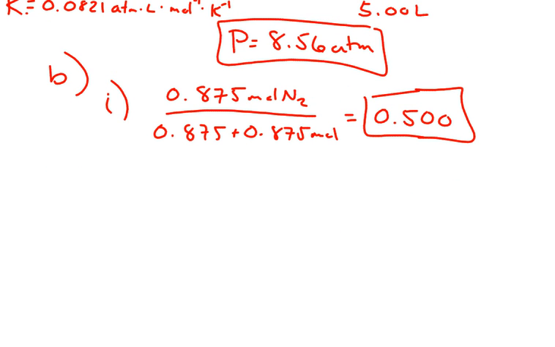By the way, if for some reason you messed that up and you did the partial pressure over the total, like you did the pressure for nitrogen and then you did it over the total, somehow you had that, you could have gotten a point for that too, because it would have been 50% still.